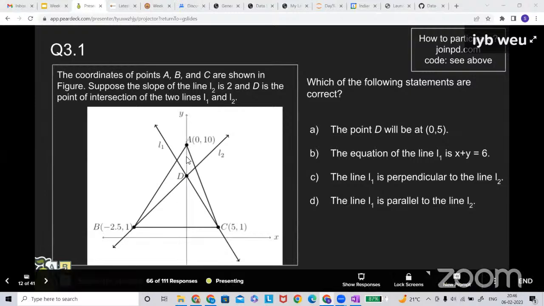The point D is on the y-axis line. You only need to find the y coordinate. The x coordinate, you can think, is 0. The y coordinate is going to be something. And already the slope is given and one point is given. You can directly use them to find the equation of line L2.